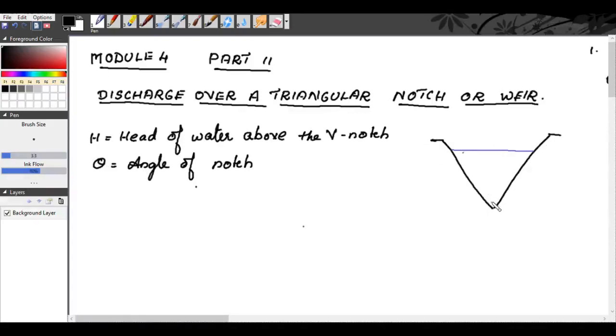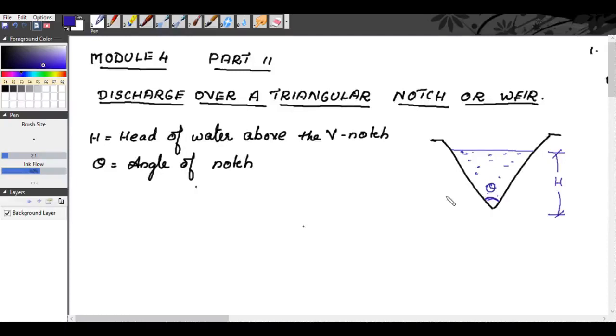See, you can consider a triangular notch. You can see here, this is a triangular notch. And let H be the head of water above the V notch. And this triangular notch is V-shaped. So let us take the head of water over this notch as capital H. So this water over the triangular notch is taken as capital H. Let theta be the angle of the notch. So this angle, let this angle be theta.